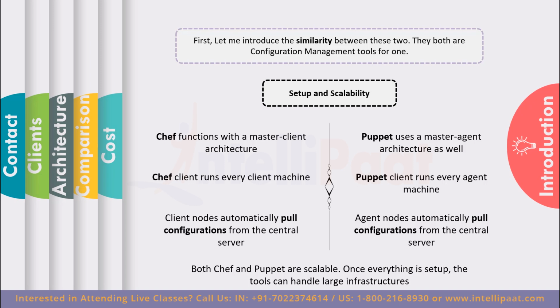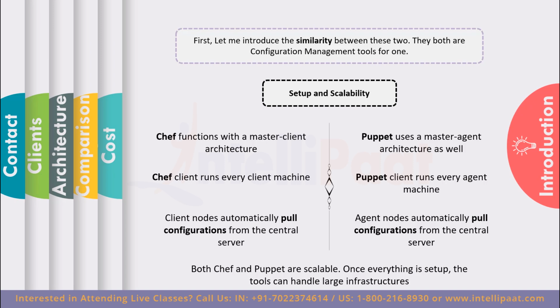Chef basically has a master client and Puppet basically has a master agent. So the name is different. So in Chef, slave is called a client, in Puppet it is called an agent, that's it. But they both have a master slave architecture. Next, Chef client runs on every machine and Puppet client runs on every agent machine.